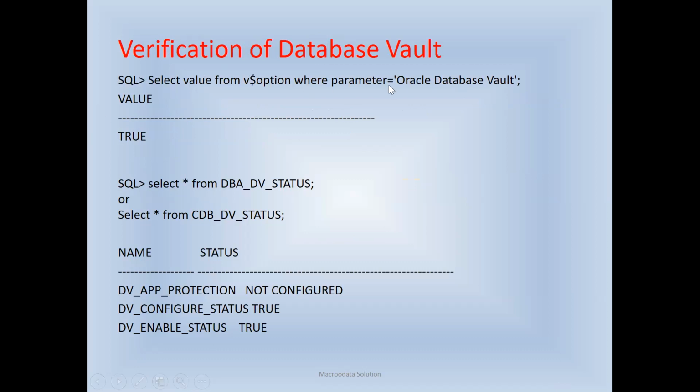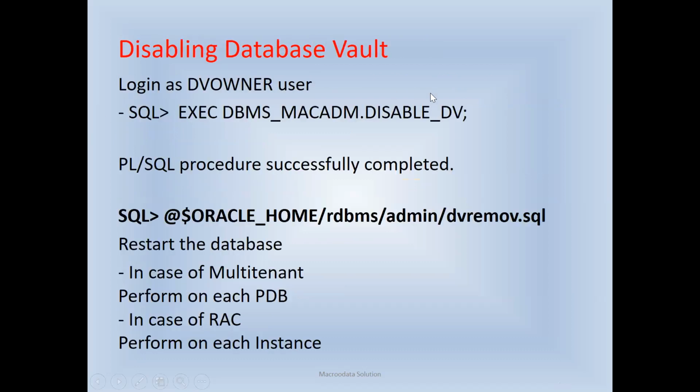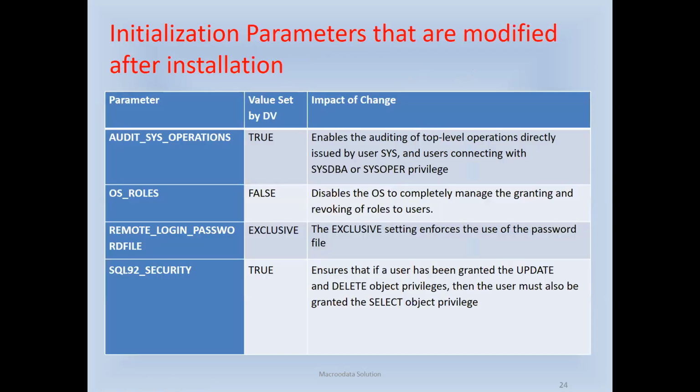Okay, so then you can see from V$OPTION that Database Vault would be true. To disable it, the same way you can log in as the DB owner user and disable it. Then you can remove the DB with DBMS_MACADM remove. If the configuration is already there, you can remove it with these commands. Disable DB needs to be done on each PDB and the container as well.